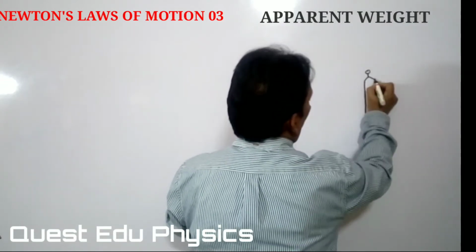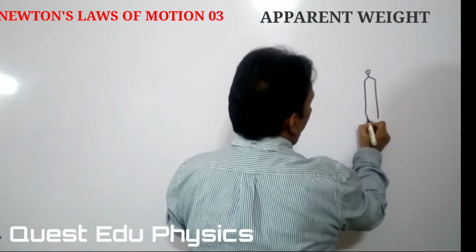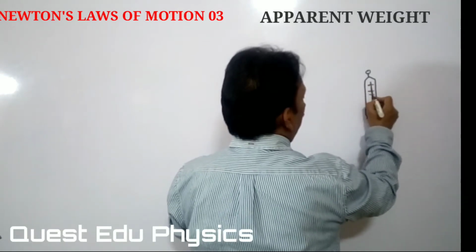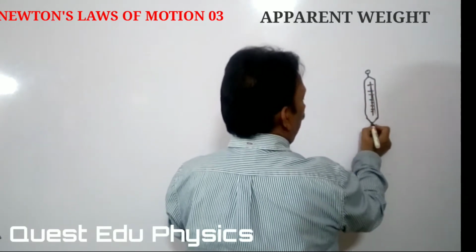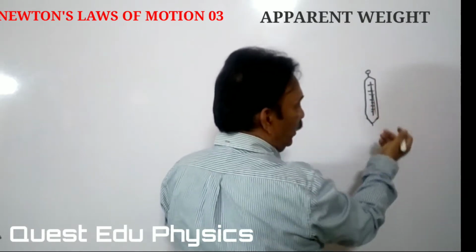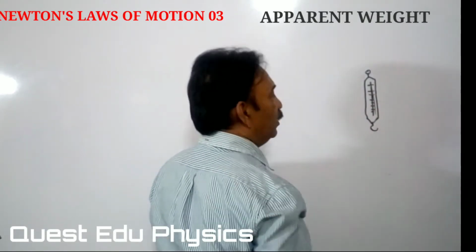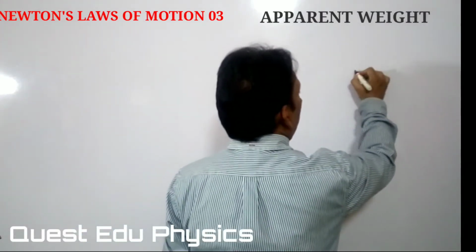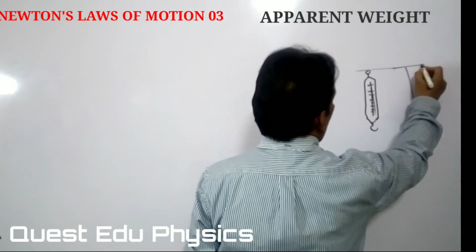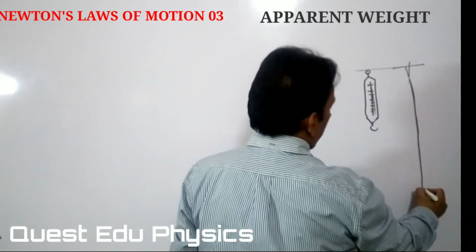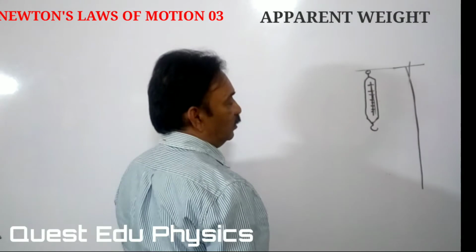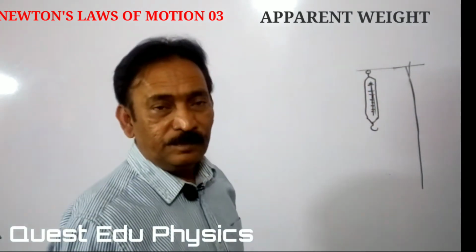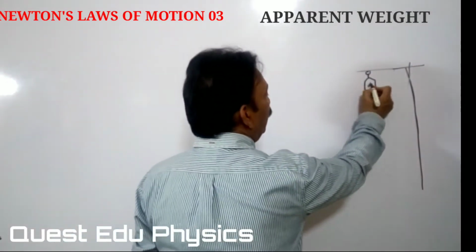We call it the spring balance. Students, a scale is engraved on it like this, and it is suspended from somewhere and provided with a hook here. Say it is suspended from a stand. This is the stand, students. Here I said it is engraved, and it has a lever here.